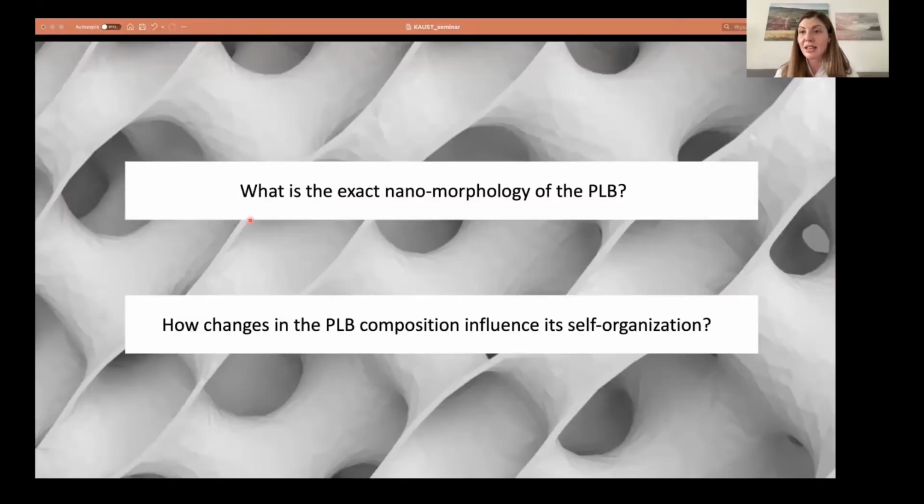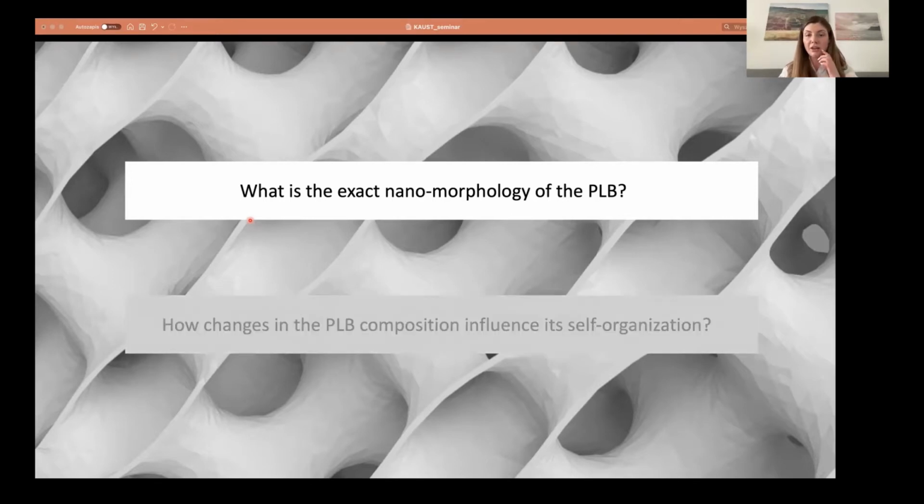So we asked 2 questions. First of all, what is the exact nanomorphology of the PLB? Because we know that this is a type of cubic membrane, but there are a lot of different assertions in the literature, known from the 70s, that did not have enough evidence to confirm the true structure of the PLB. And also we wanted to know how changes in the PLB composition, namely those components that I listed before, could influence its self-organization. So let me start with the first one.